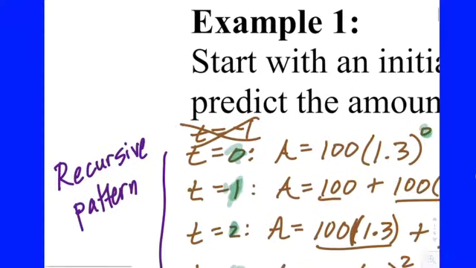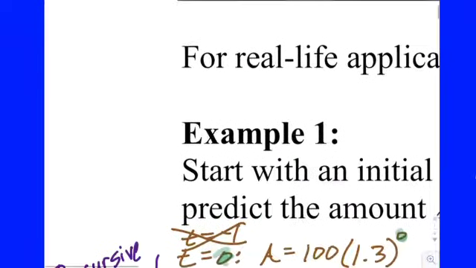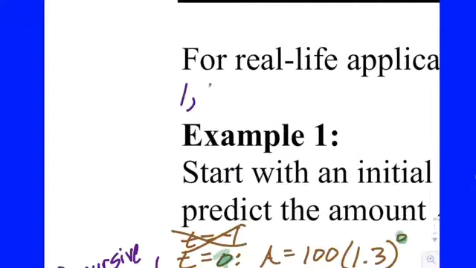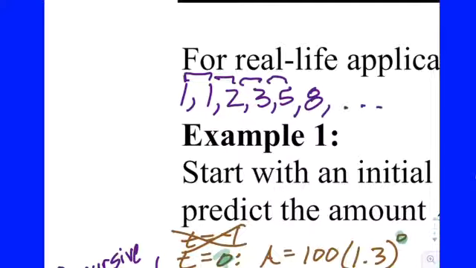You probably know a recursive pattern pretty well, the Fibonacci sequence, right? It starts with a 1 and a 1. Those are the two seeding values. And then to get the next number, you just add the two previous. 1 plus 1 is 2, 2 plus 1 is 3, 3 plus 2 is 5, 5 plus 3 is 8, so on and so forth. That's the Fibonacci sequence. It's a recursive sequence because it requires the previous numbers to get the next.